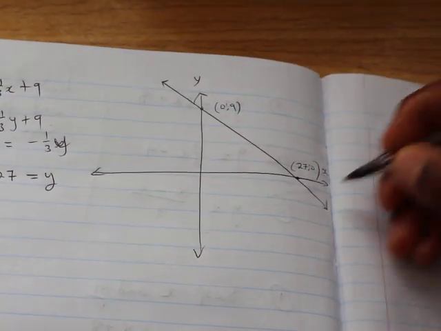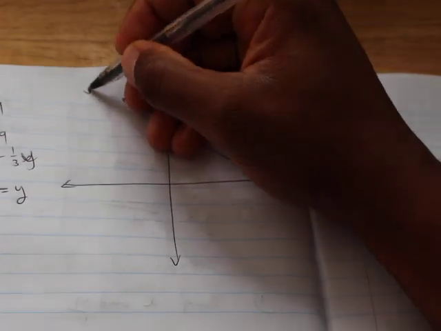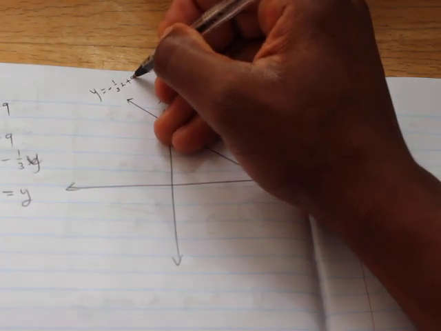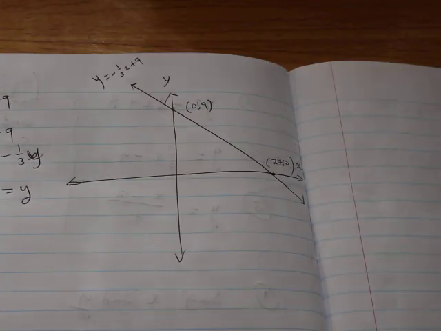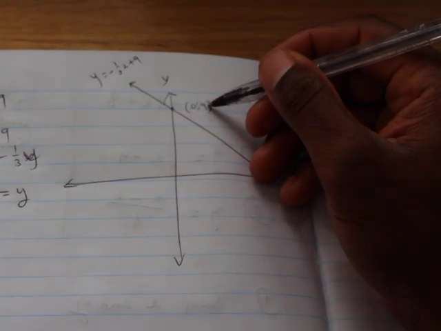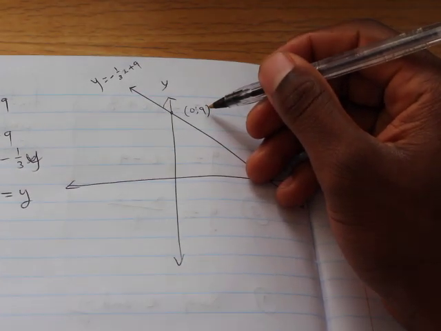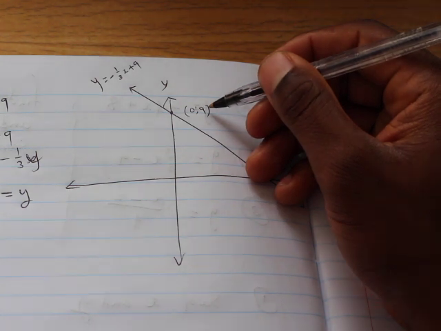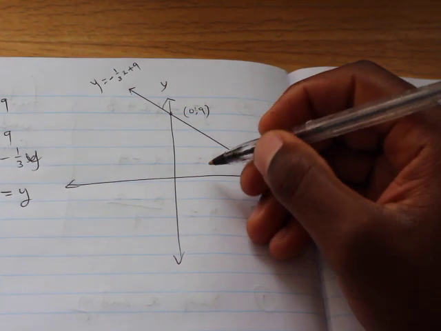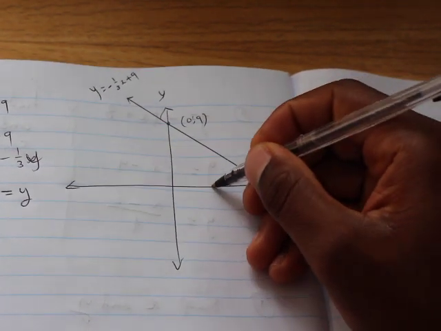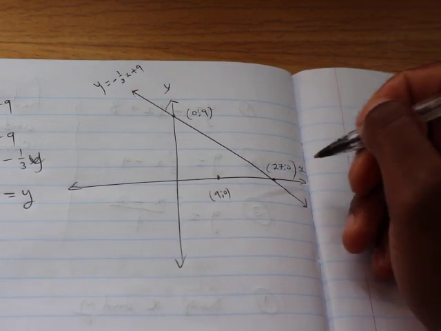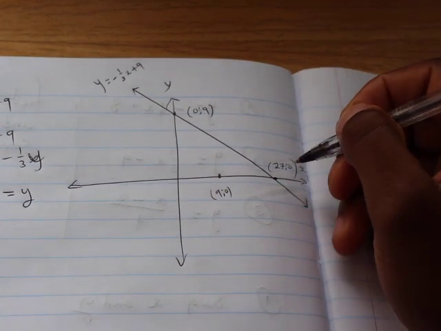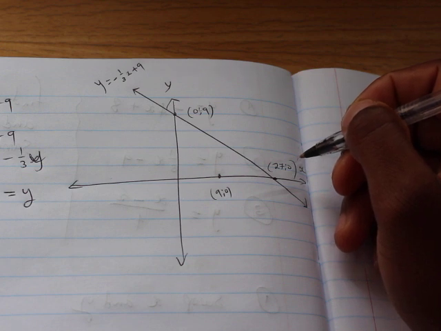So we've got our function. This is the main function: y is equal to minus 1 over 3 x plus 9. Remember, this is the y-intercept. It's going to become the x-intercept for the inverse, meaning that we're going to have (9, 0) for the inverse. And this, which is already the x-intercept, becomes the y-intercept. Okay?